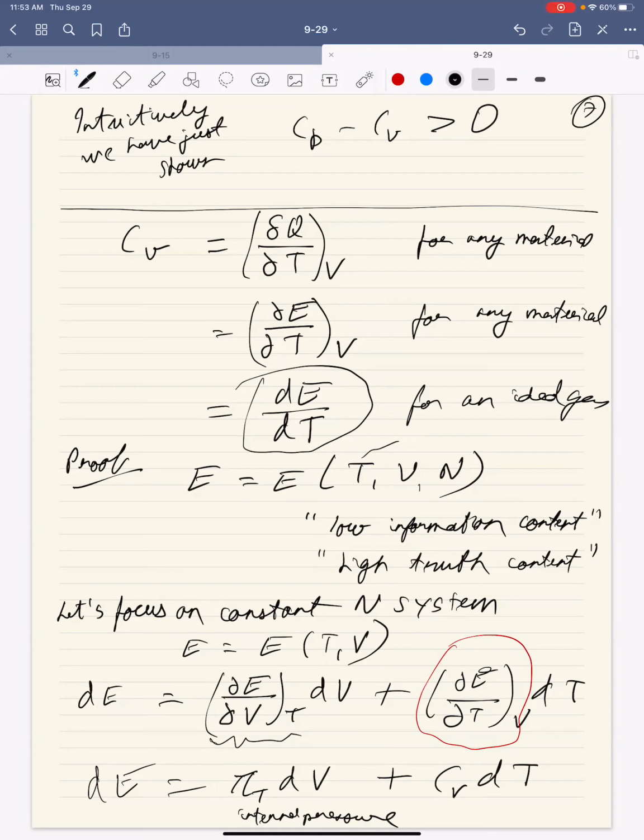Okay. Let me just check one thing. Huh? It's a pi. It's a pi.